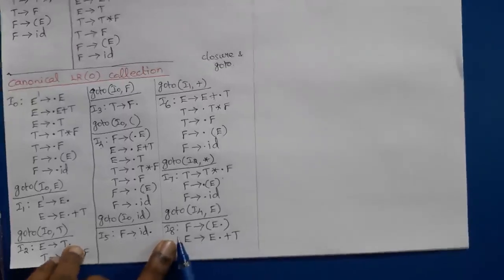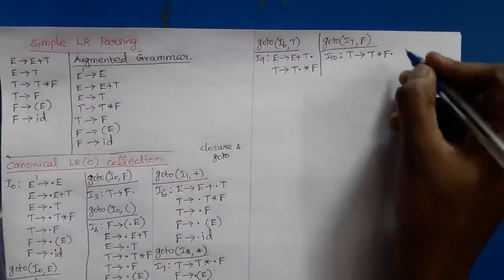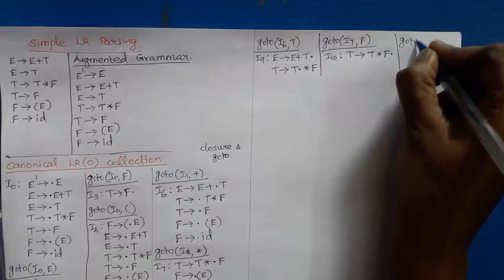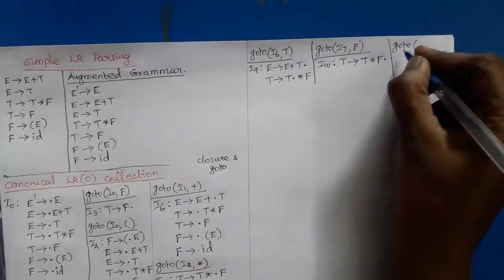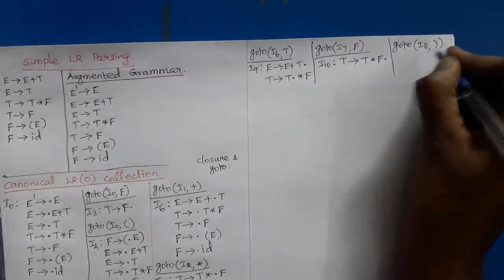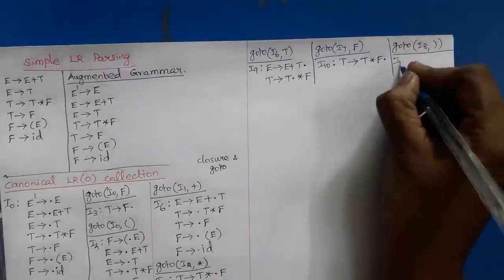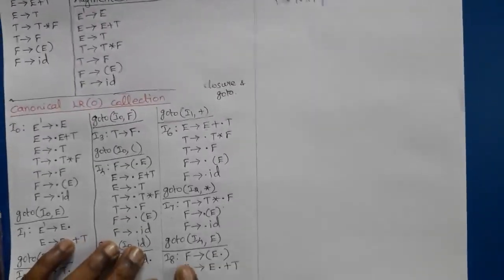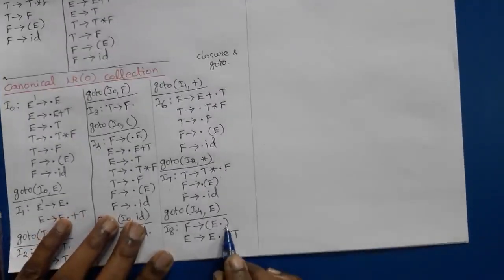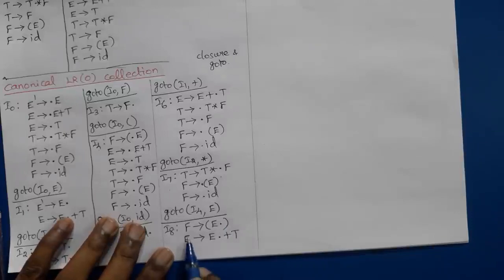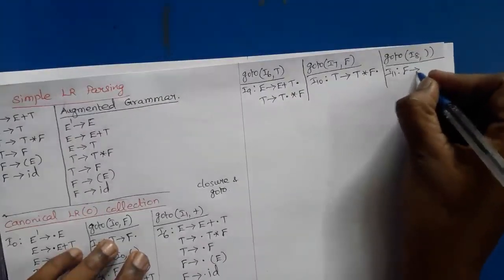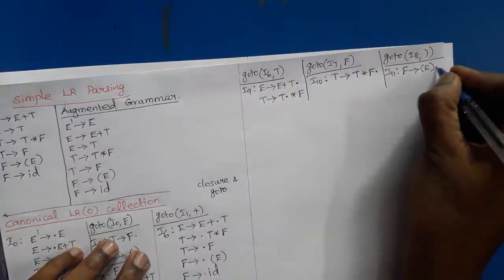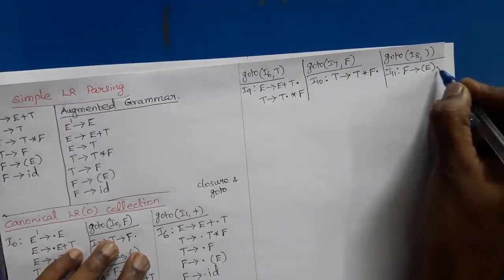Then consider the I8. Here we need to do the go to operation. So go to of I8 and right parenthesis. I8 and right parenthesis is called as I11. So F tends to open E dot close, dot is followed by close parenthesis in only one case. So F tends to open E close dot. Here dot is at the end of the production, so no need to do the closure operation.